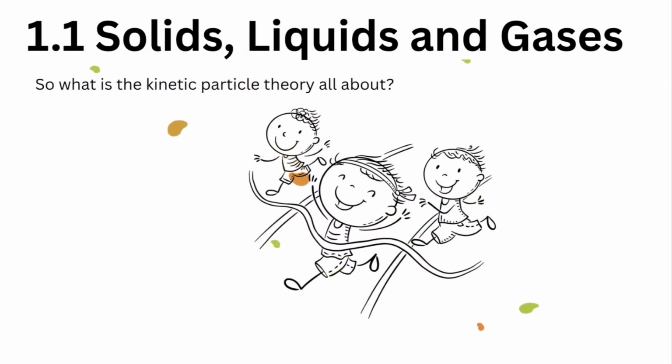So, what is the kinetic particle theory all about? The kinetic particle theory is based on the idea that all matter is made up of tiny moving particles. The higher the temperature, the faster the movement. Smaller particles move faster than heavier particles at the same temperature. When a substance is heated, the particles gain energy, which weakens the forces of attraction between the particles, allowing them to move further apart. The opposite is also true. That is, as a substance cools down, its particles lose energy and the forces of attraction between the particles become stronger and they draw closer together.